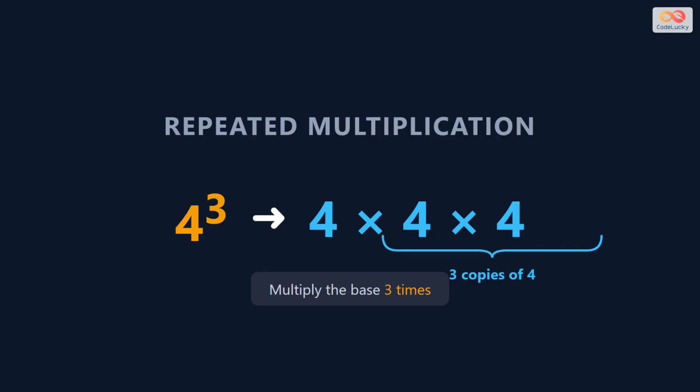The most important thing to remember is that an exponent represents repeated multiplication. When you see 4 with an exponent of 3, it does not mean 4 plus 4 plus 4. It means 4 times 4 times 4. You are writing 3 copies of the number 4 and multiplying them all together.